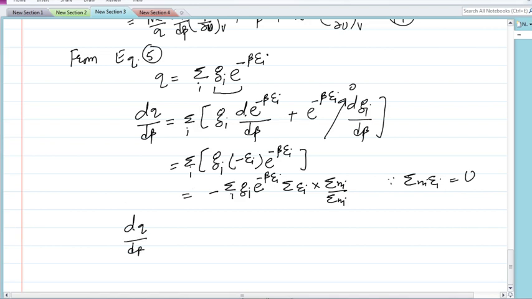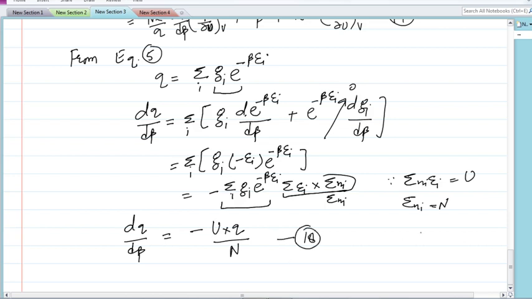dq upon d beta will be simply equal to minus, with the minus outside, you replace this term with q and the above term with u, and summation of ni will be simply n, so it will be minus u into q upon n. So we got this relation. This is simply equation number 18.